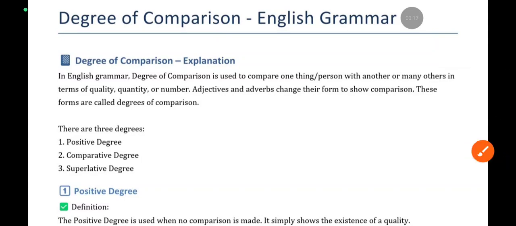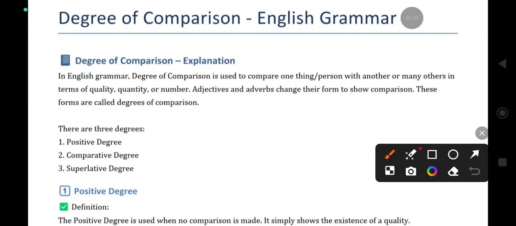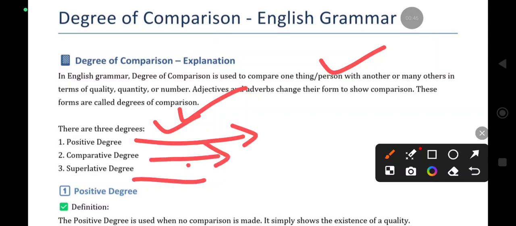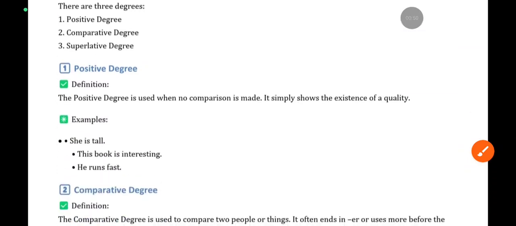Basically, degrees of comparison are used to compare one thing or person with another or many others in terms of quality, quantity, or number. Adjectives and adverbs change their form to show comparison. These forms are called degrees of comparison. There are three degrees: positive degree, comparative degree, and superlative degree. Now let's see each one of the types in detail.